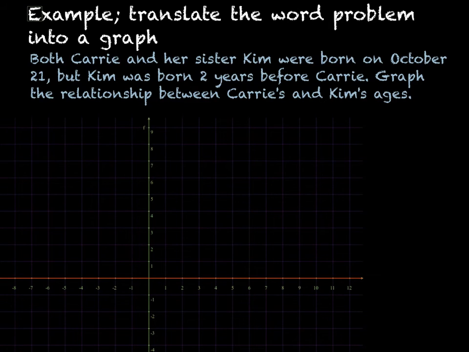So both Carrie and her sister Kim were born on October 21st, but Kim was born 2 years before Carrie. Graph the relationship between Carrie's and Kim's ages. So whenever we are graphing, we need to make sure we label things so that we understand what we're looking at. So if it's a word problem, we should label everything. So let's put, since Carrie's name comes first, let's make her on the X.